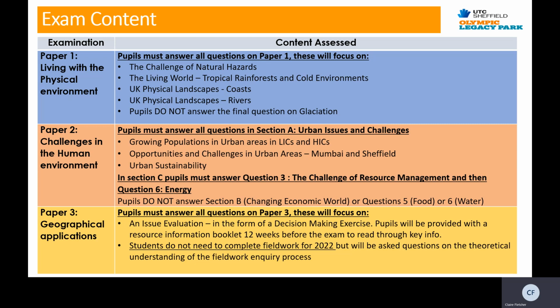Now, there are 2 parts to this exam. So the first part is what is known as an issue evaluation. So 12 weeks before the exam is actually due to commence, every school that is doing the AQA exam is sent out what is known as a resource booklet on a decision-making exercise. So that actually comes into school as of the 22nd of March.